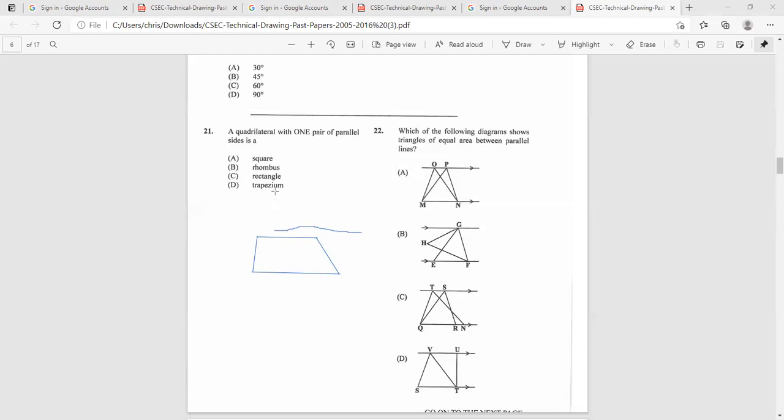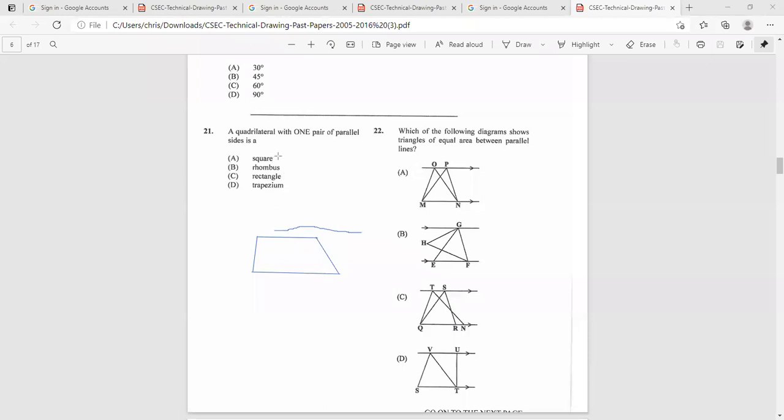This quadrilateral has a pair of parallel sides. So these two sides are parallel. These two sides are parallel. So for a trapezium, this can be a square, it can be a rhombus, it can be a rectangle.